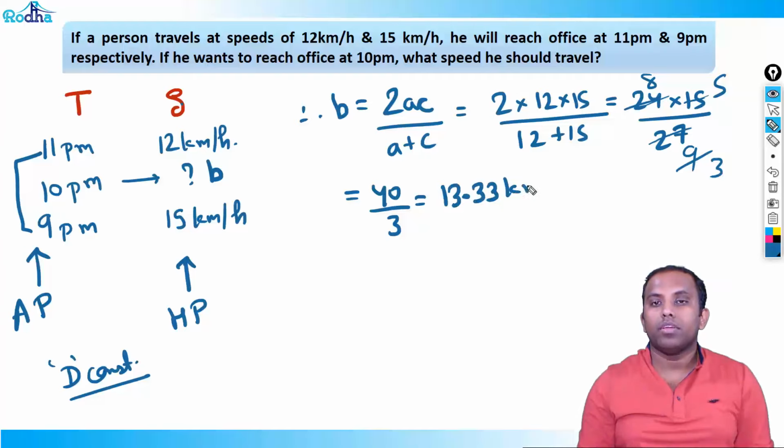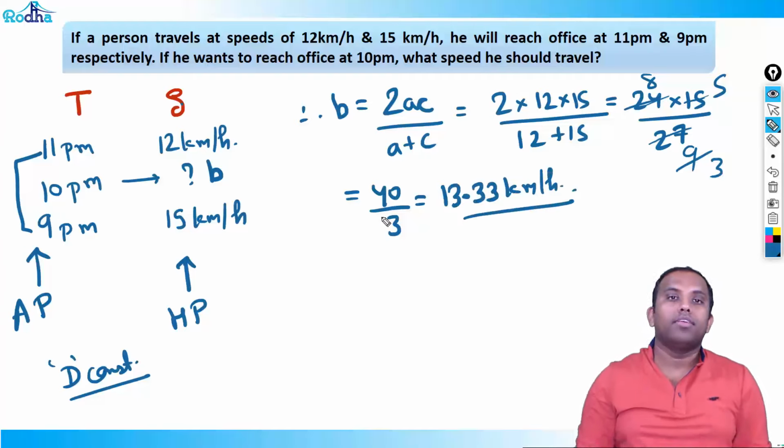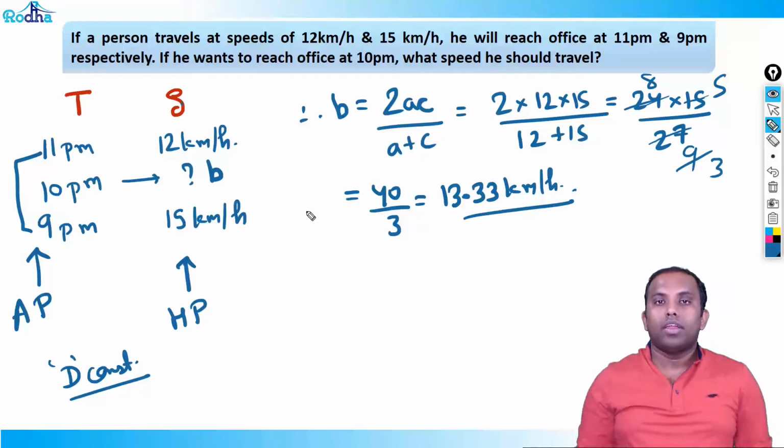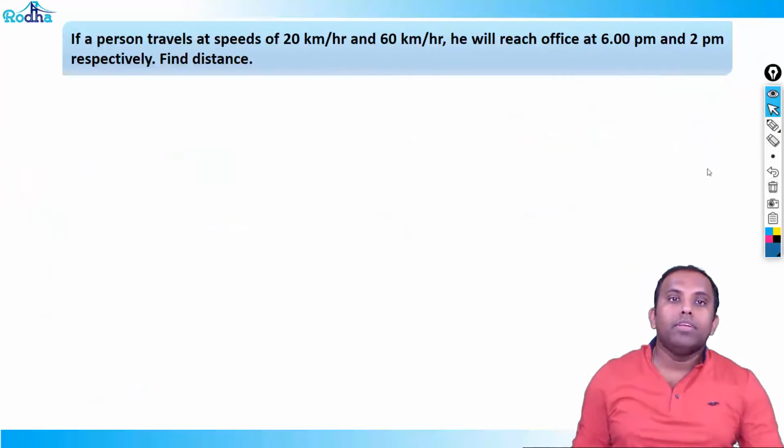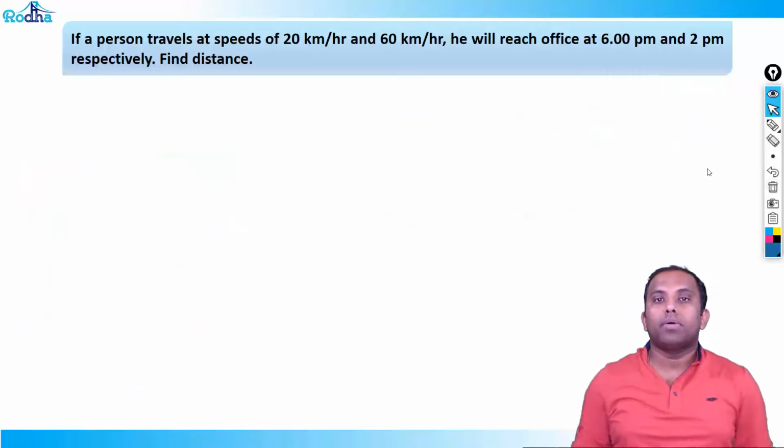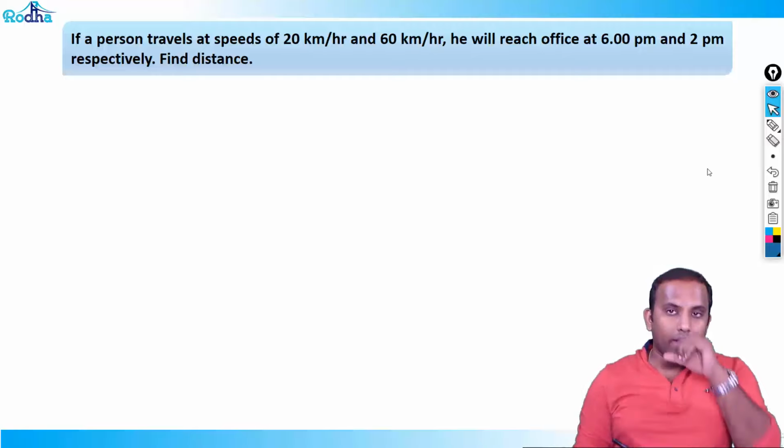13.33 kilometer per hour is the answer for this question. Again, a very good application of time, speed and distance. If a person travels at speeds of 20 km per hour and 60 km per hour, he will reach office at 6 p.m. and 2 p.m. respectively. Find the distance.